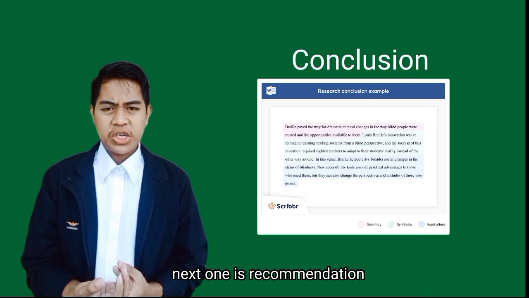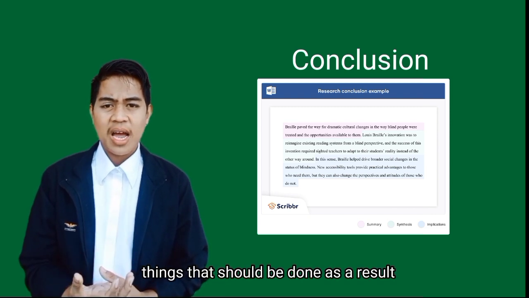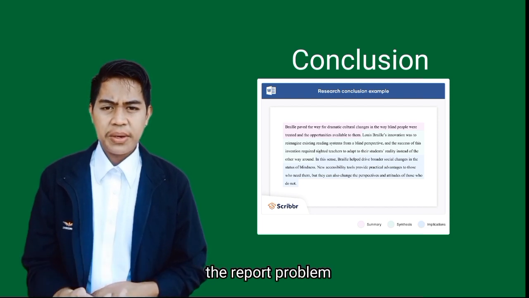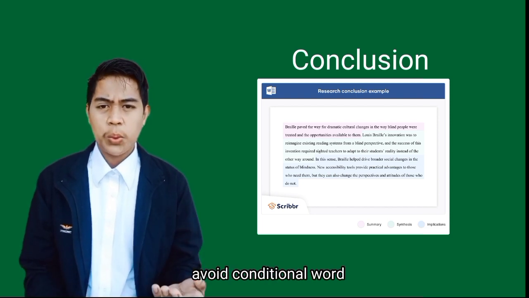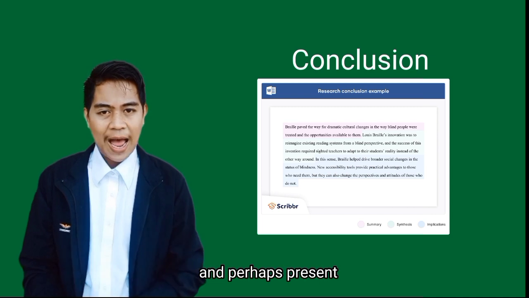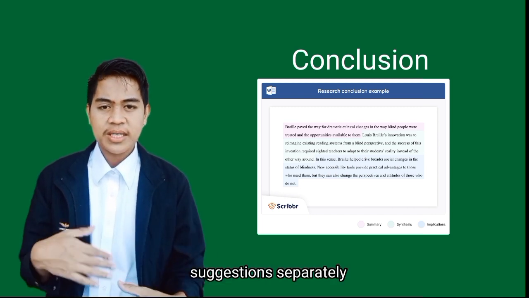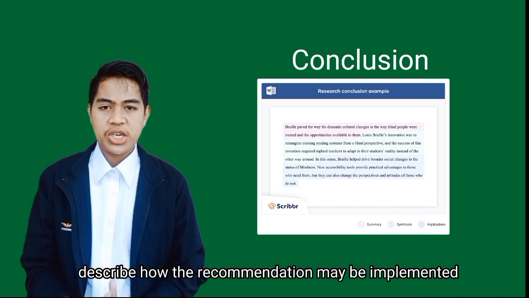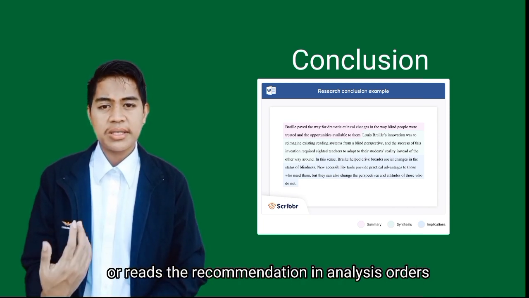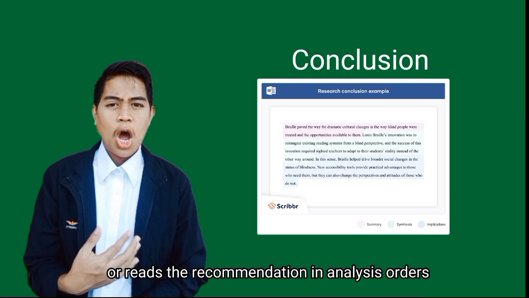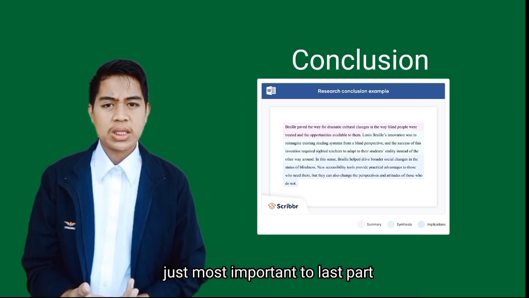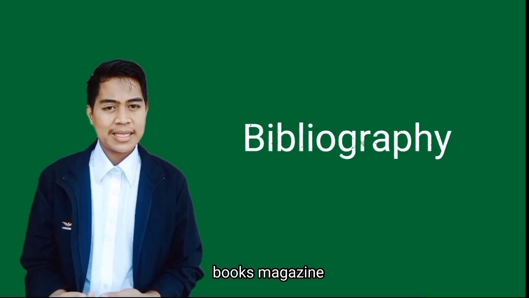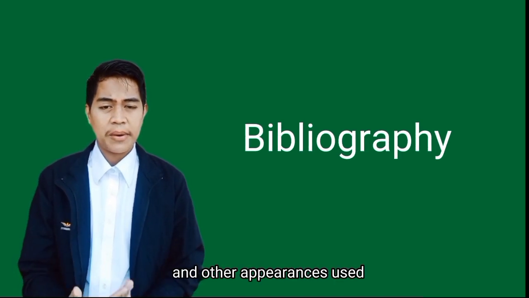Next one is recommendations, things that should be done as a result. Make specific suggestions for action to solve the report problem. Avoid conditional words such as maybe and perhaps. Present each suggestion separately and begin with a verb. Describe how the recommendation may be implemented. Arrange the recommendations in order, from most important to less important. The last one is the bibliography: books, magazines, journals, reports, and other references used.